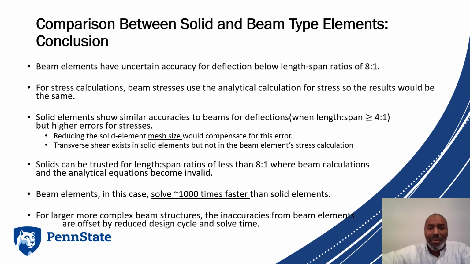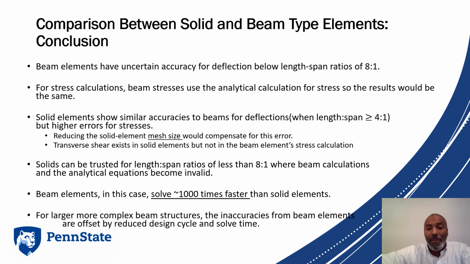Solid elements show similar accuracies to beams for deflections when the length spans are greater than 4 to 1, but higher errors for stresses. What does this mean? Well, if you're over 4 to 1 in length, solid elements are still okay because what are they taking into account for? This transverse shear, which does not exist in beam elements. That long, slender approximation means that the bending stresses, those normal stresses, are going to dominate, but the farther you get away from that, the more important transverse stresses are. So transverse stresses are picked up by solid elements, but not by beams. However, reducing the solid element mesh size would compensate for this error.